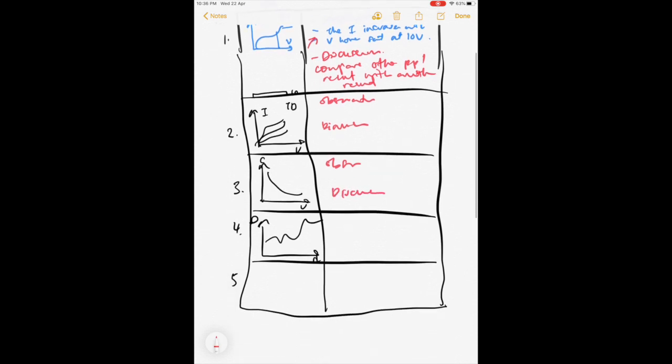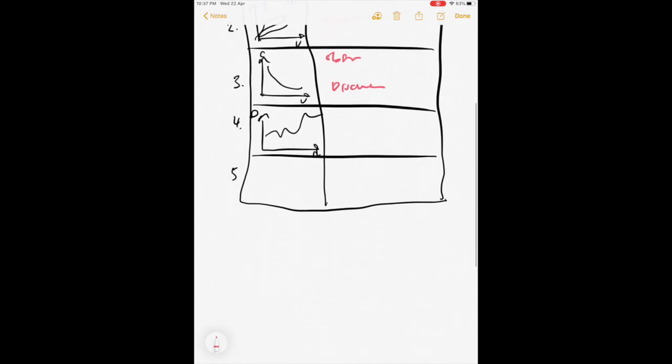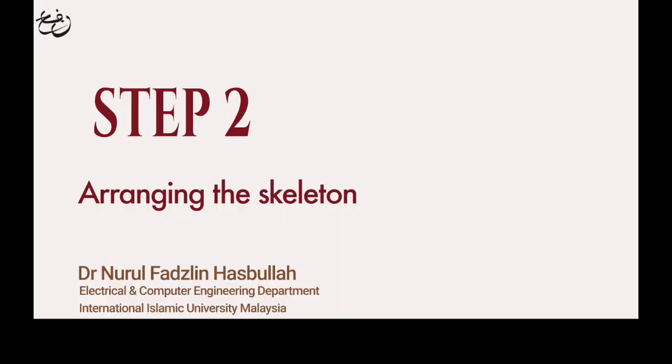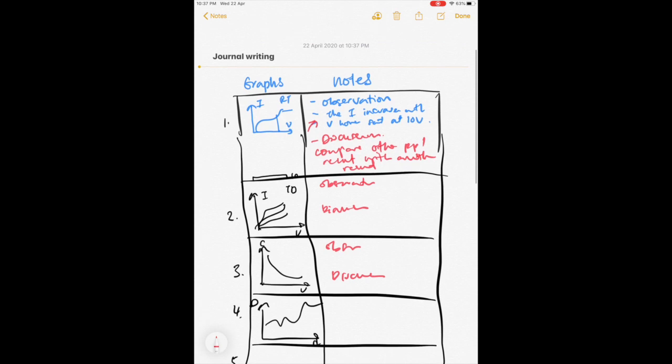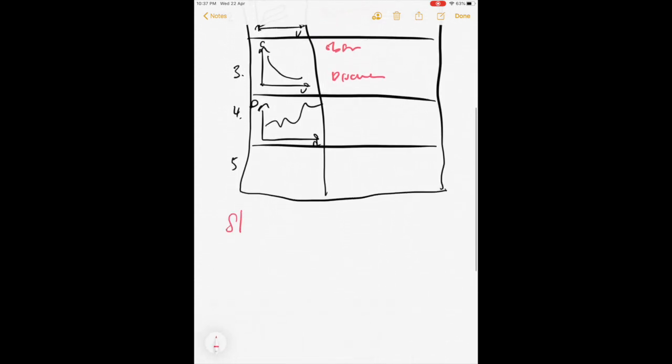Do the same for the rest of all the graphs. Okay, so this is the first step, step 1.